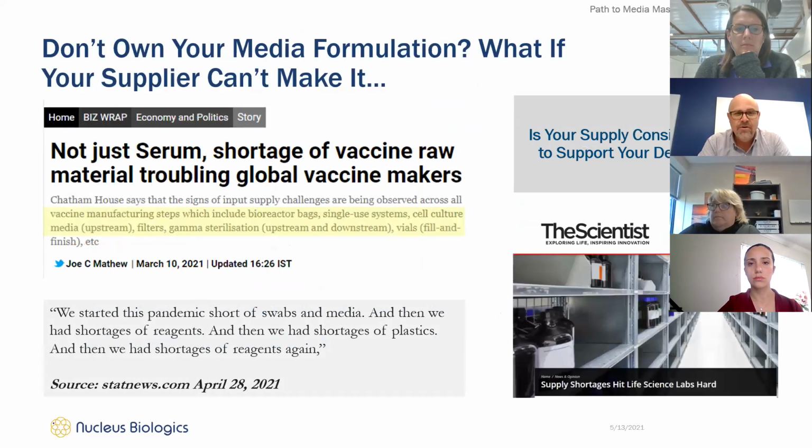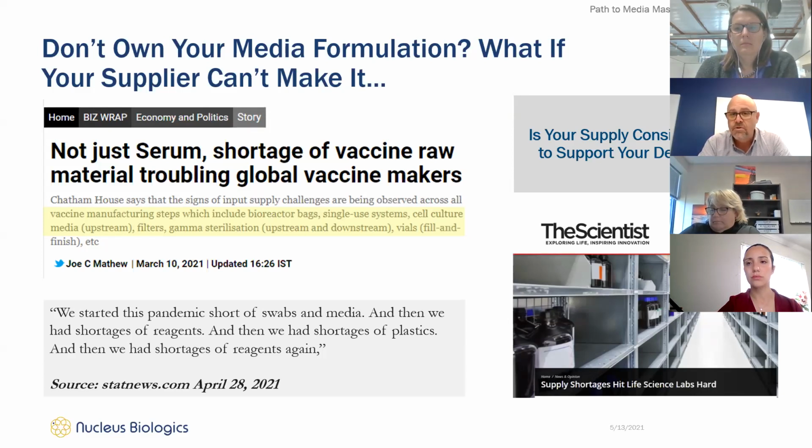COVID-19 has added another level of complexity to the already difficult supply chain and consistency of supply that the cell and gene industry was already seeing. So you're seeing shortages of supply from cell culture media to reagents. And you see this in the news articles, in the headlines, from the scientists to other business journals. And you have to be cognizant of that.